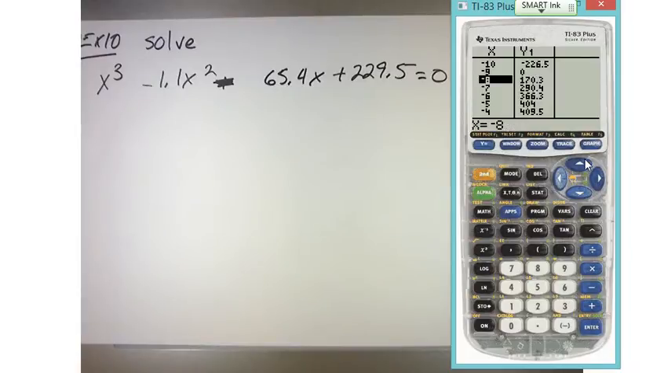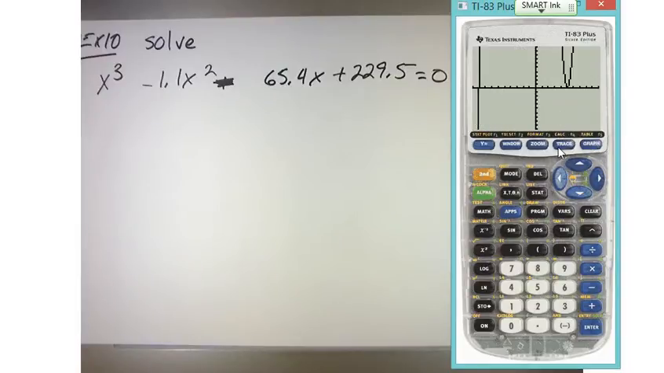When we get to negative 10, y equals negative 226. When I go to graph this, if I hit trace, notice that when I scroll through, I don't get close enough to 9, or negative 9, I should say. The cursor doesn't even show up on the screen.